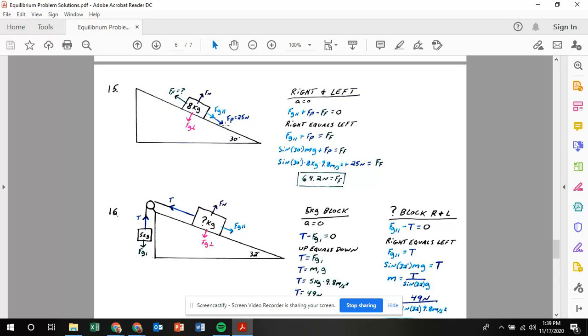And we know that our right stuff, gravity parallel and force of push, have to equal our left stuff, which is the force of friction. So gravity parallel plus force of push equals force of friction. There's our equation because acceleration is 0.